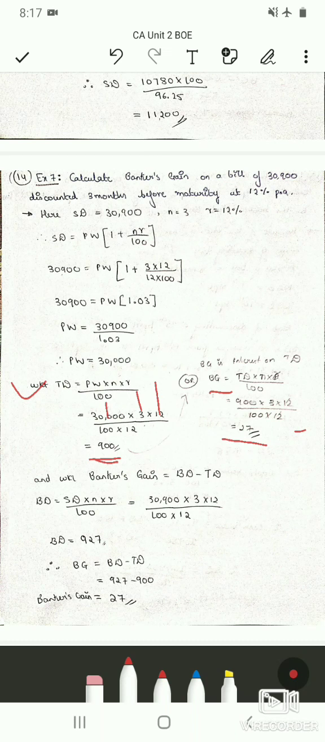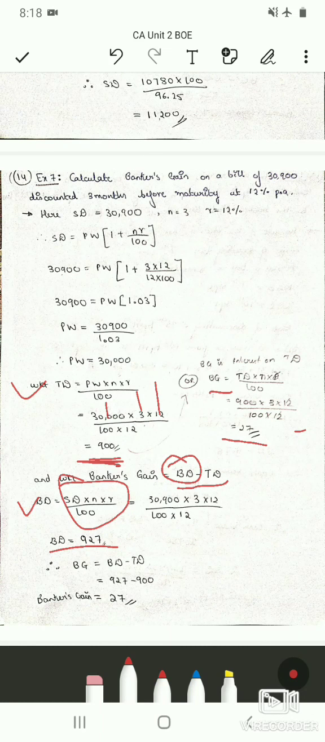What is banker's gain? It is the difference between the banker's discount and true discount. So using that also you can simplify. We know that banker's gain is banker's discount minus true discount. We got true discount as 900. We will calculate what is banker's discount, which is interest on the sum due. So in this all terms are known.